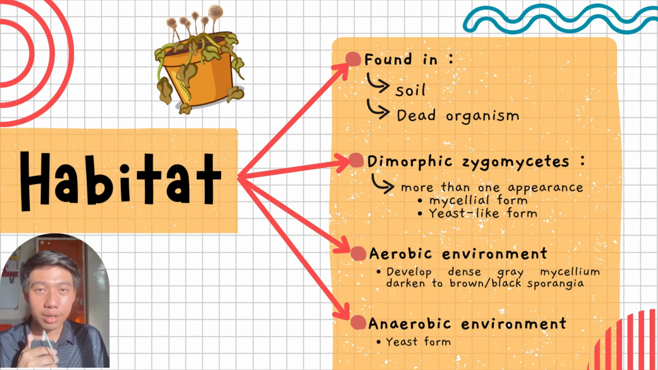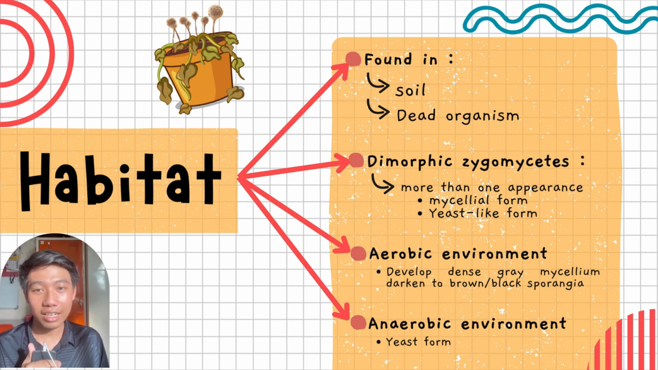Racemosus is also a dimorphic zygomycete, in which it has more than one appearance. It can be in the mycelial form or in a yeast form. In the presence of air, or aerobic conditions, it will develop a grey mycelium that will darken into black or brown sporangia, which contain sporangiospores for reproduction. In the absence of air, or in an anaerobic environment, it tends to be in the yeast form.